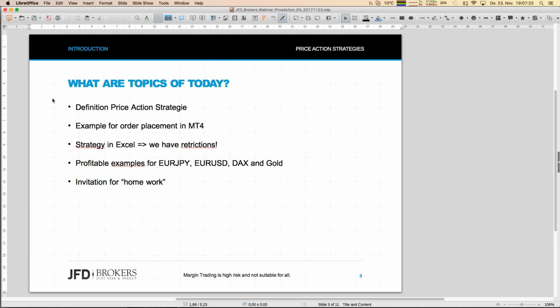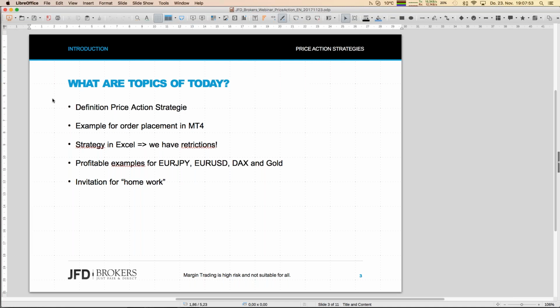I don't do it here today simply because the Excel sheets get a little bit slow, and therefore I decided to show everything on D1. But it's really one of those strategies, and that's not always right, that you can go down the road to smaller timeframes. But in this case, I can tell you it's working for smaller timeframes as well.